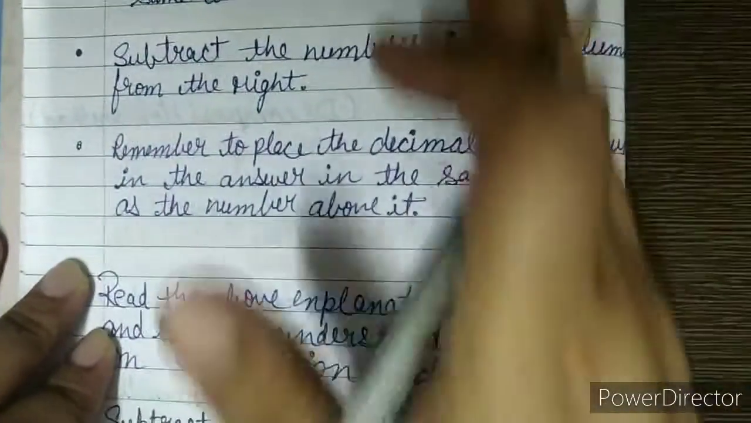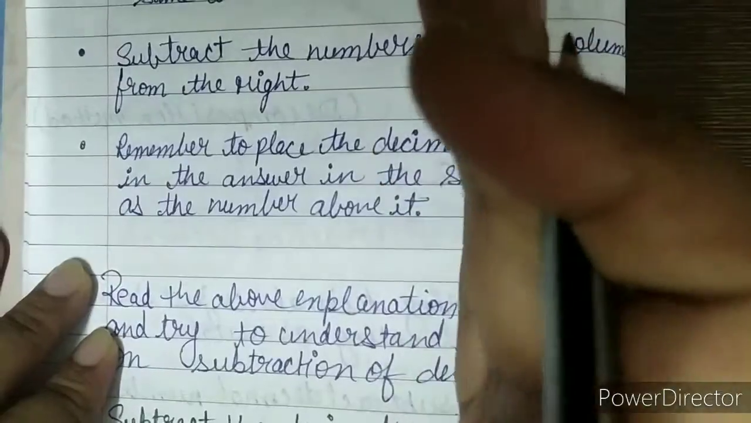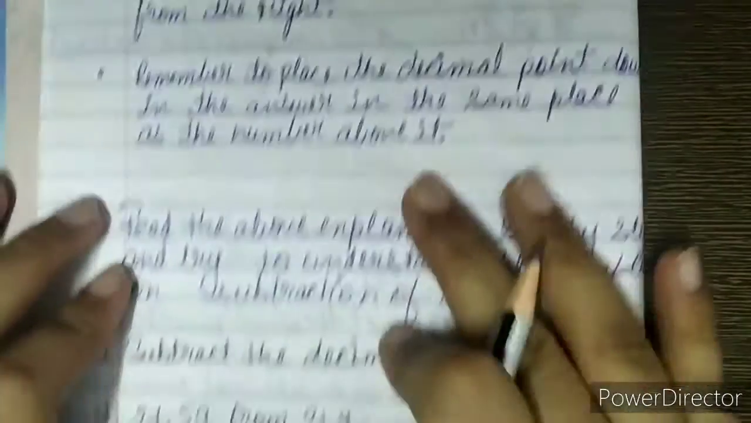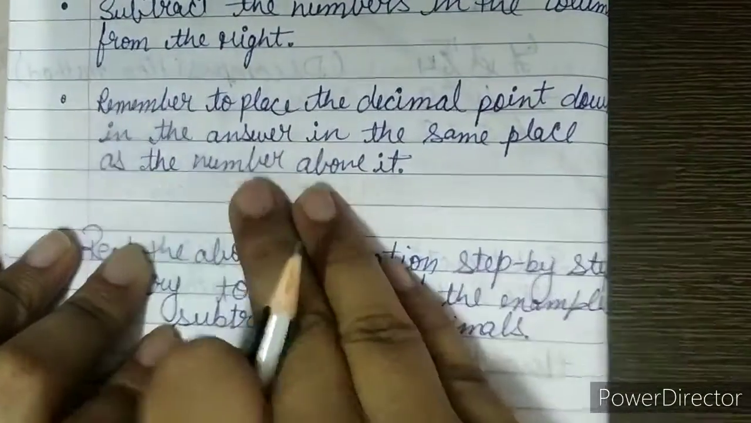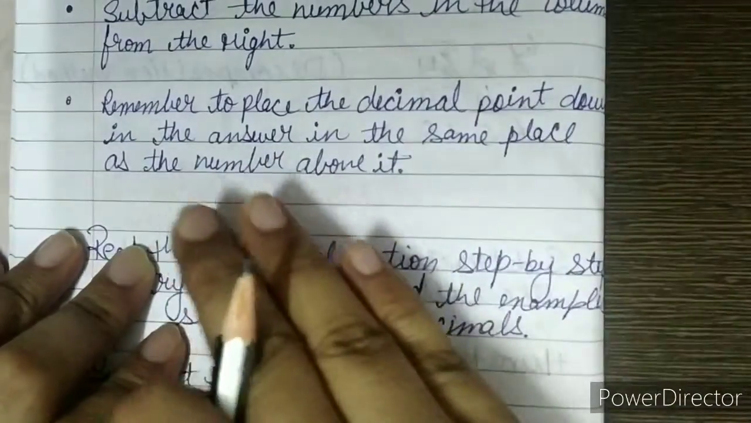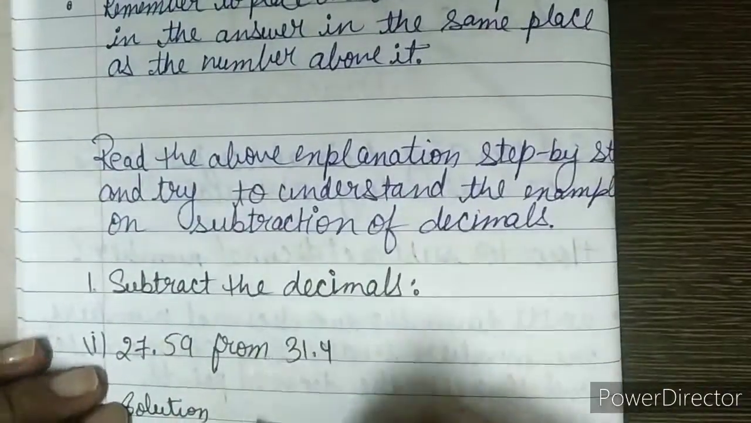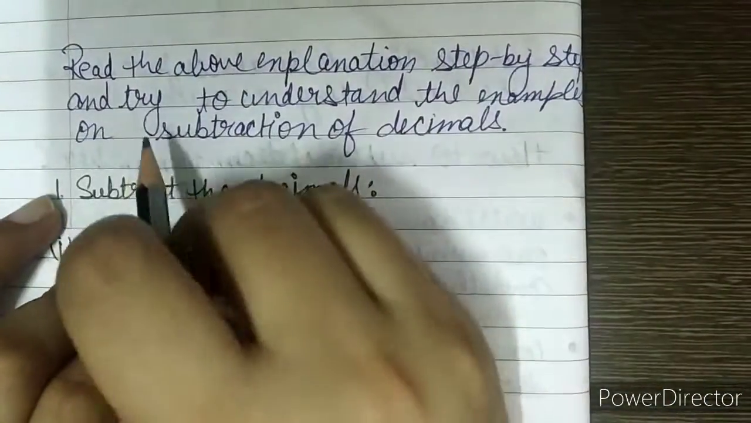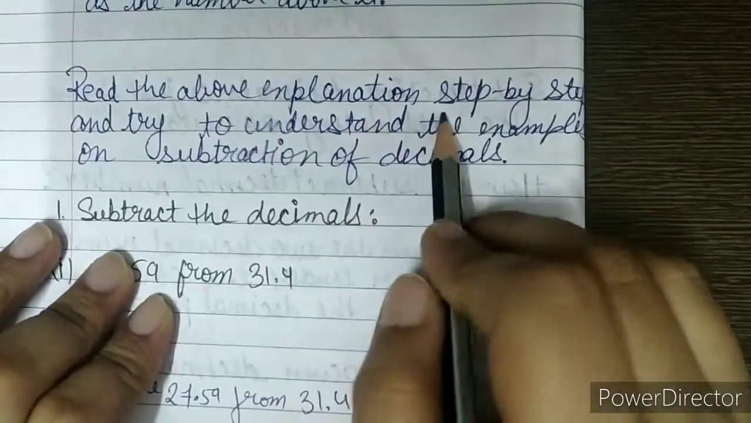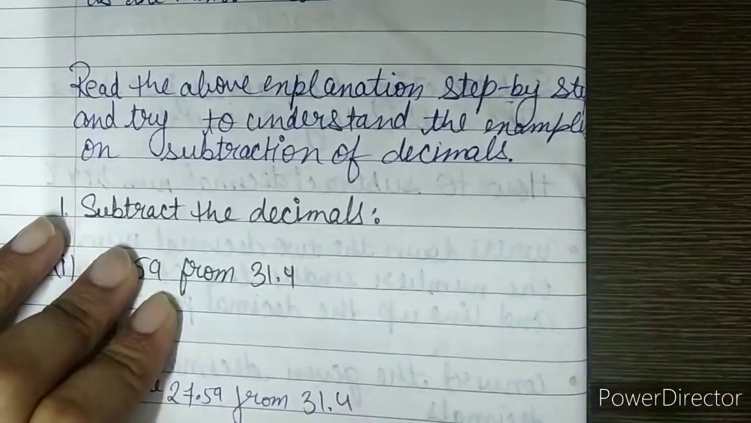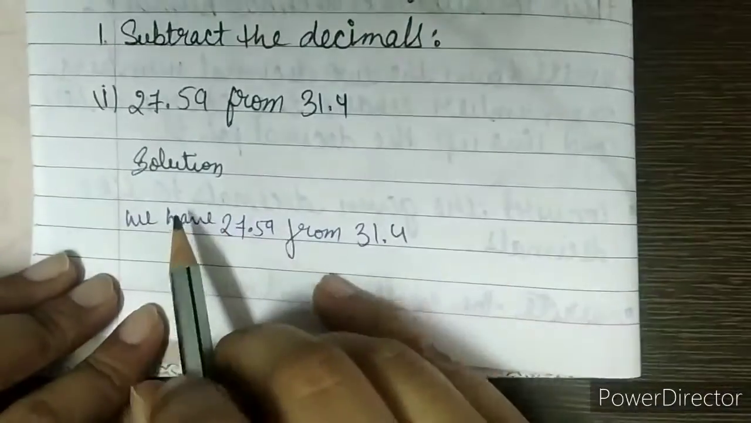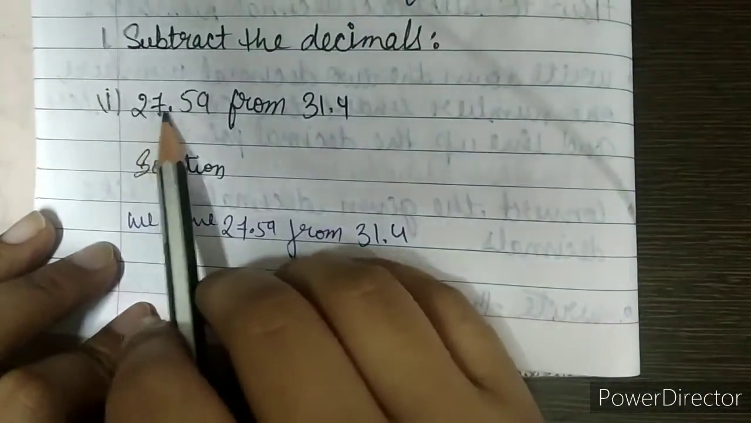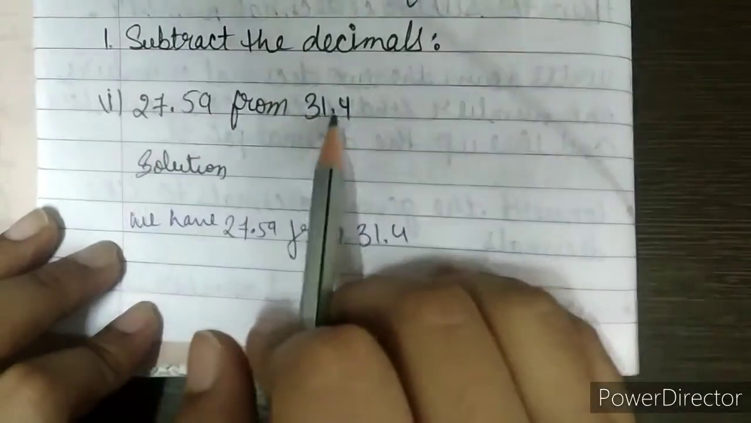From the right side you have to start and go through like this. Remember to place the decimal point in the answer in the same place as the numbers above. Read the above explanation step by step and try to understand the examples in subtraction of decimals. First, we have to subtract 27.59 from 31.4. You can see the solution here.